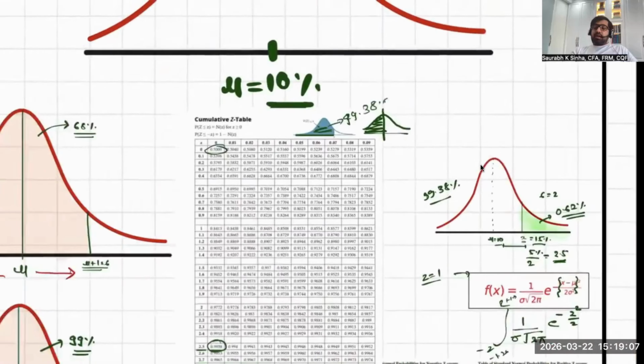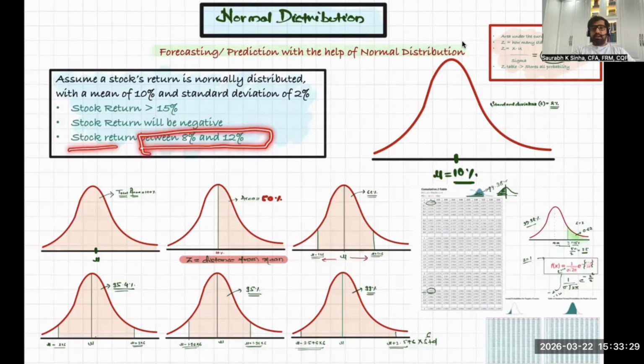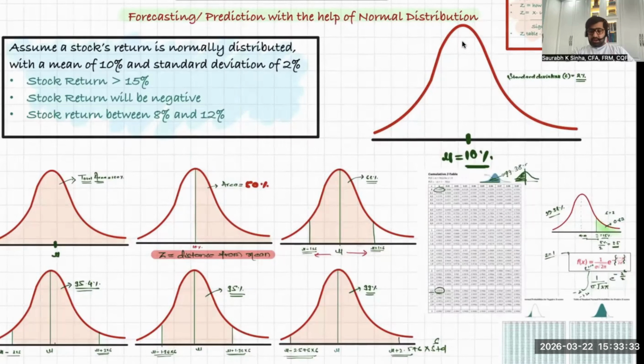Now the second question is: predict the probability that the stock return will be negative, or what is the probability that the stock return will be less than 0%? Third question: what is the probability that the stock return will be between 8% and 12%? Now pause the video and solve the question. The only thing you have to change is that instead of 2%, change the standard deviation to 5%.